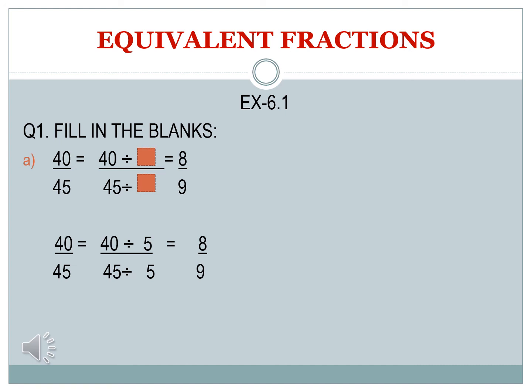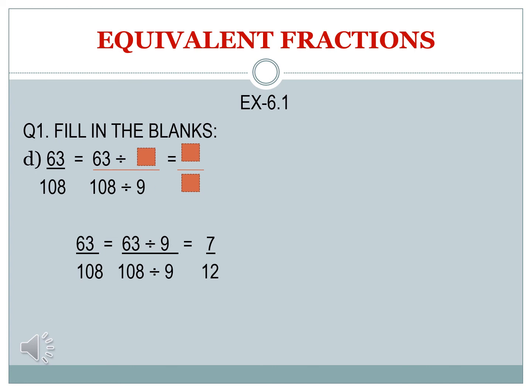Also we can cross check that 40 divided by what number gives you 8. So 40 divided by 5 will give you 8 and 45 divided by 5 will give you 9. So be careful that both the numerator and denominator have to be multiplied or divided by the same number. So here the number in the blank is 5. Next question is D part.